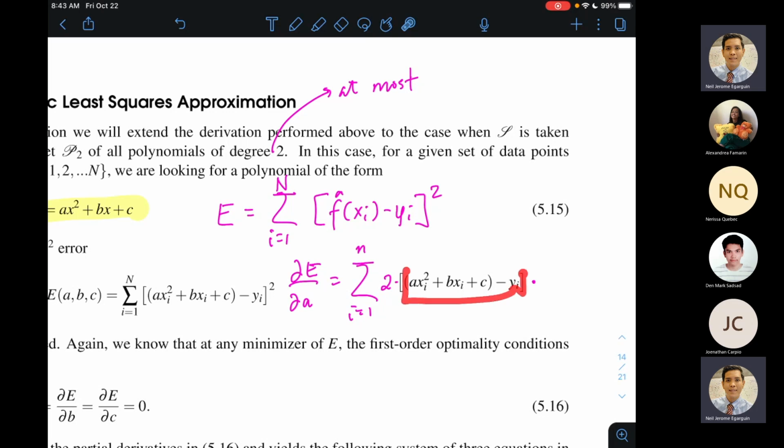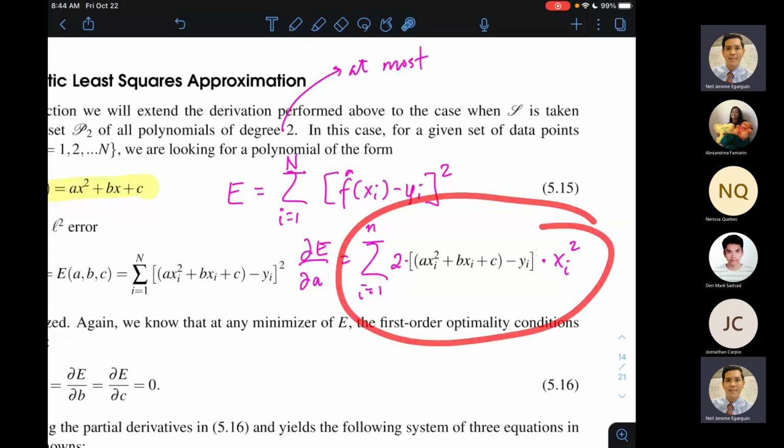So ito yung base. I-differentiate ko to with respect to a, si y sub i, si c, at saka si b times x sub i. They are all constants with respect to a. So ang derivatives nila ay 0 with respect to a. So the only contributing term to the partial derivative would be a x sub i squared. Ang derivative niya ay x sub i squared, right? Kasi remember, we are differentiating with respect to a. So, okay, and that's how we got the partial of E with respect to a.